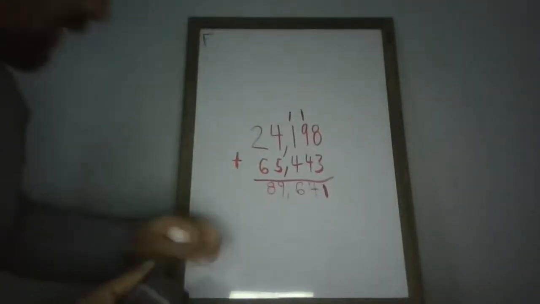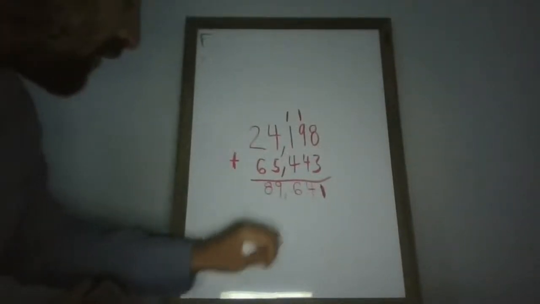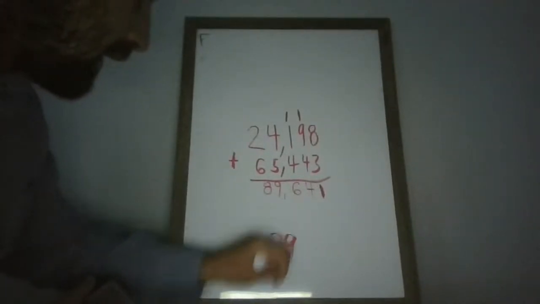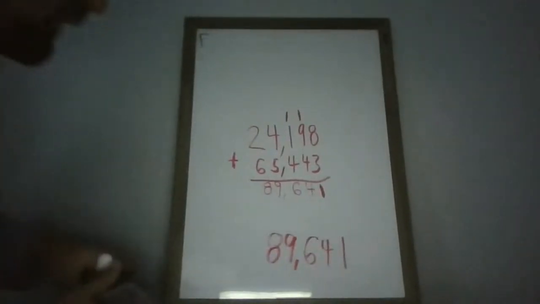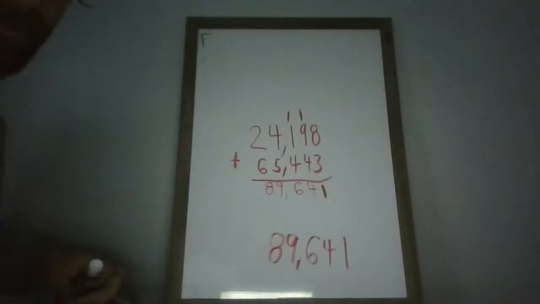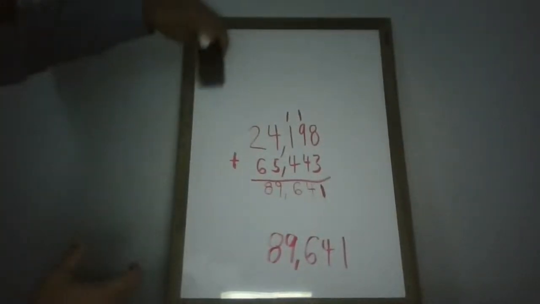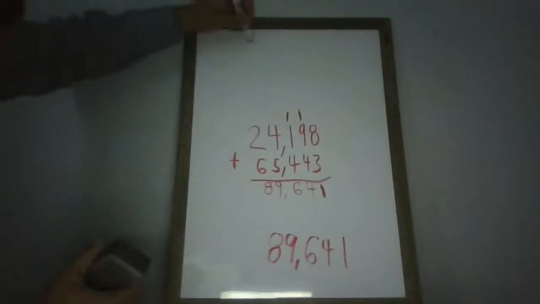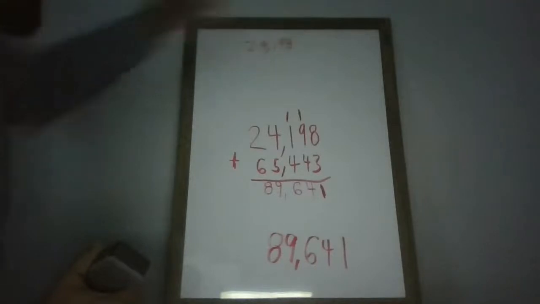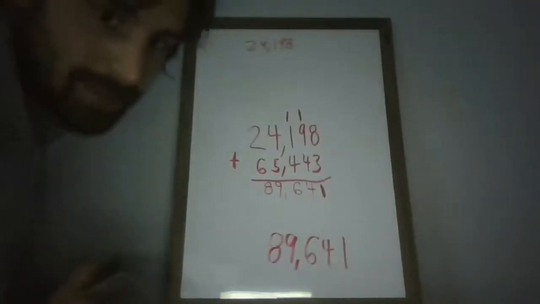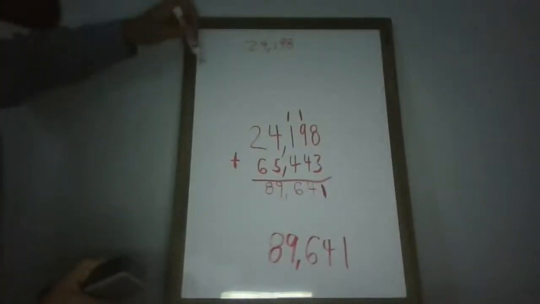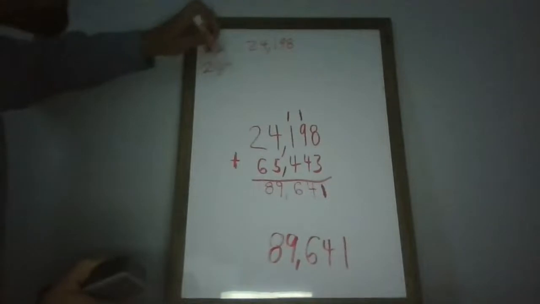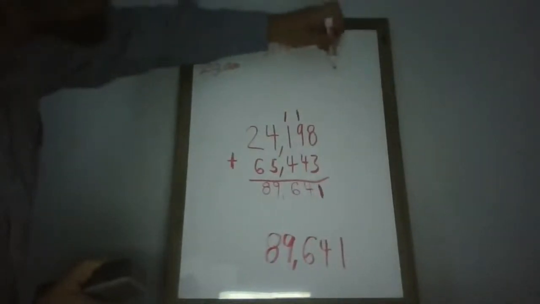So we have, let me write the number a little bigger so y'all can really see it here. 89,641. All right. So 24,198. I'm going to round to 10,000. So if we count by 10,000, 10,000, 20,000, 30,000, 24,000 falls in between 20,000 and 30,000.